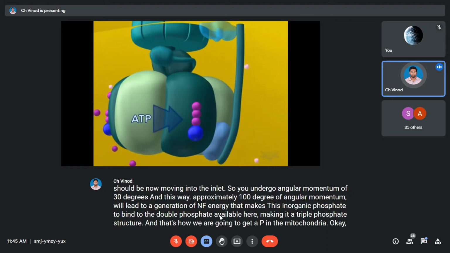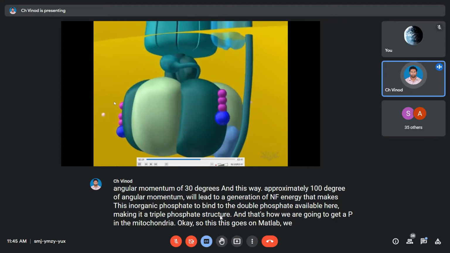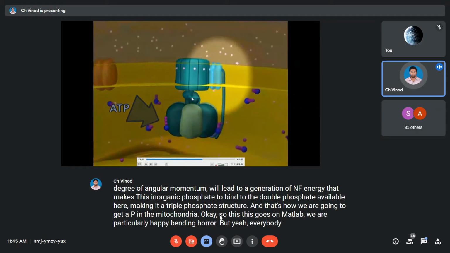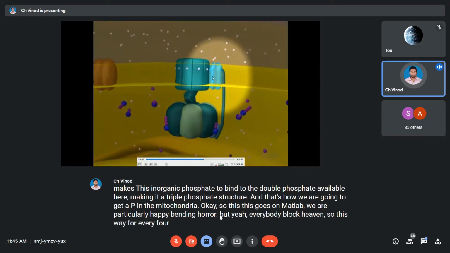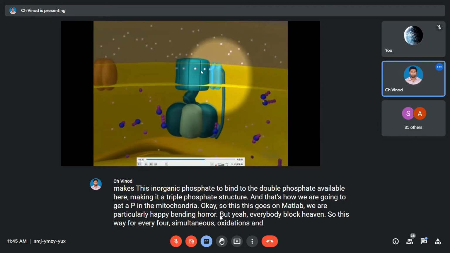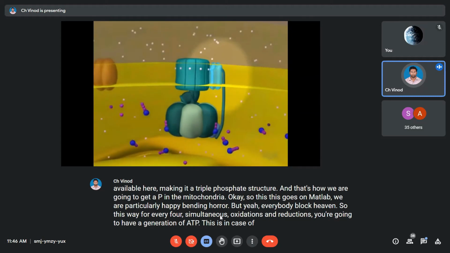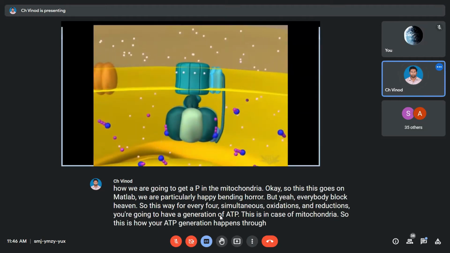Okay, so this goes on. That means here once it is done, now look here, binding is happening, then after binding here, the block behind it binds. So this way, for every four simultaneous oxidations and reductions you're going to have a generation of ATP. This is in case of mitochondria. So this is how your ATP generation happens through a molecular machine which is rotary in nature.